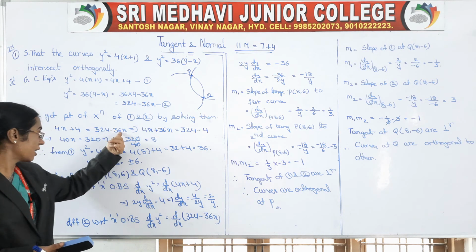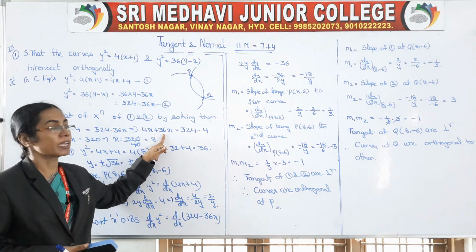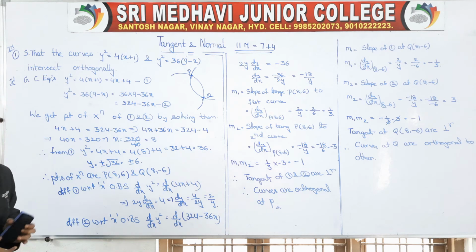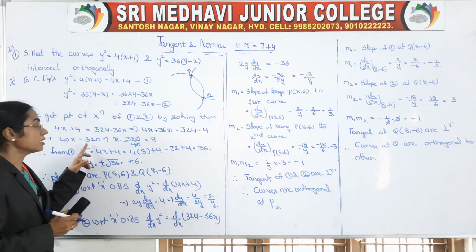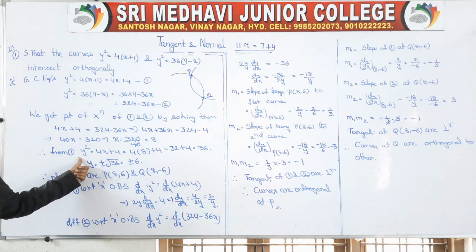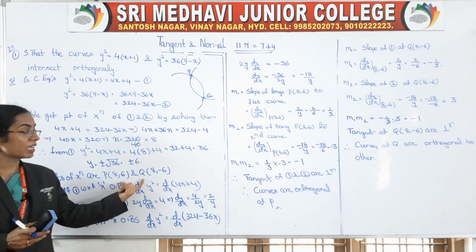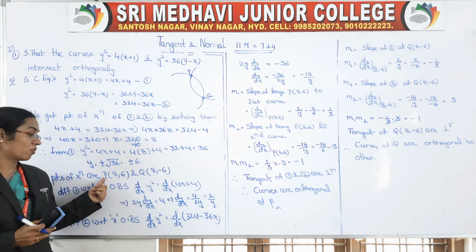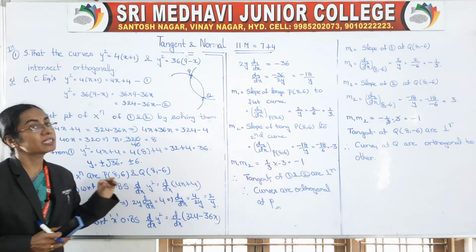Okay, so this is negative, bring this side. 4x plus 36x, that is 40x, is equal to 324 minus 4, that is 320. With that we will get our x value. Once we got the x value, substitute in the first equation, you will get your y value. We got two y values, that's why we got 2 points. So one point is (8, 6), another point is (8, -6).